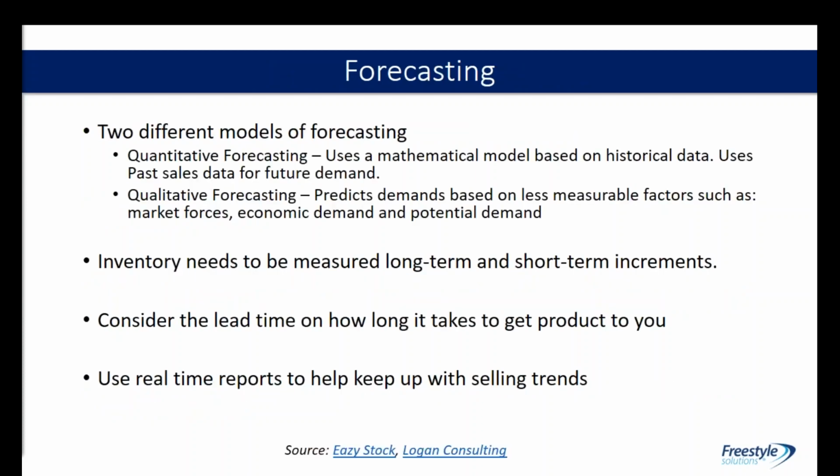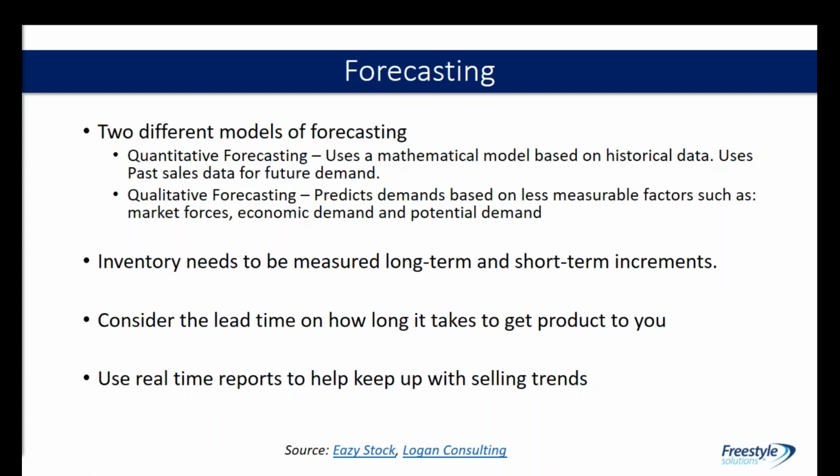With forecasting, obviously it's a big thing, and there are two different models of forecasting, which are quantitative and qualitative forecasting. Quantitative uses a mathematical model based on historical data. What that means is it uses your order history and your purchasing history, looks at all that information, and makes a scientific, really just a good guess based on your past sales that says, you need to order this many.